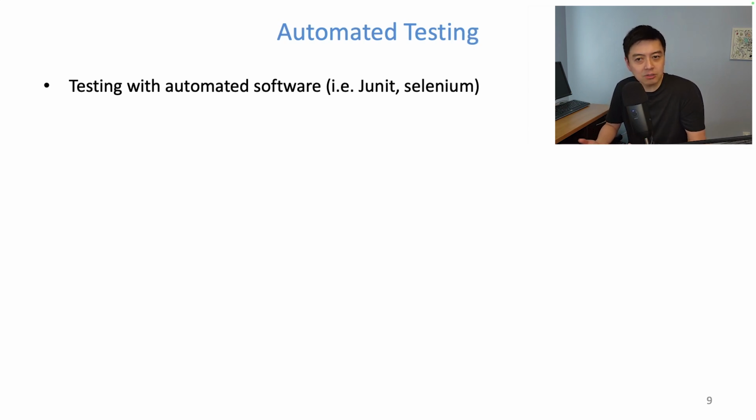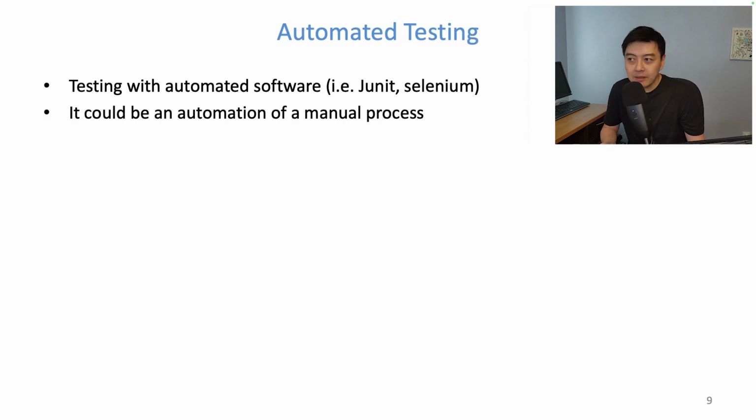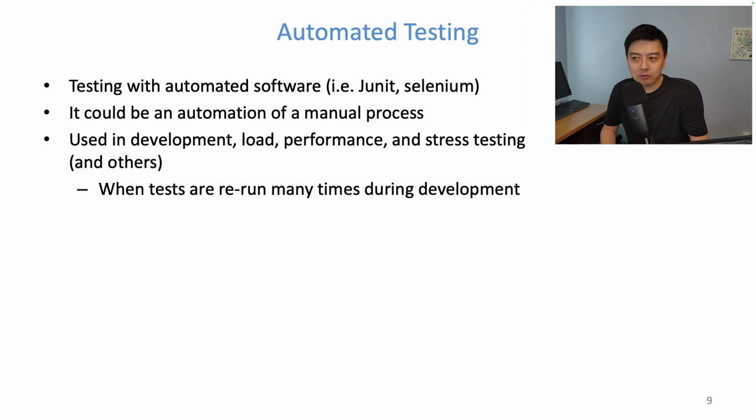So certain functional testing, the consistency of web pages across different browsers, end-to-end workflows that we want to test for correctness, we could use software like Selenium to help us with something like that. So it could be part of an automated manual process as well. It could be derived from a manual process, but it doesn't necessarily have to be. It's used in development testing, load testing, performance testing, and stress testing, among others. And these are just some examples that I throw out there.